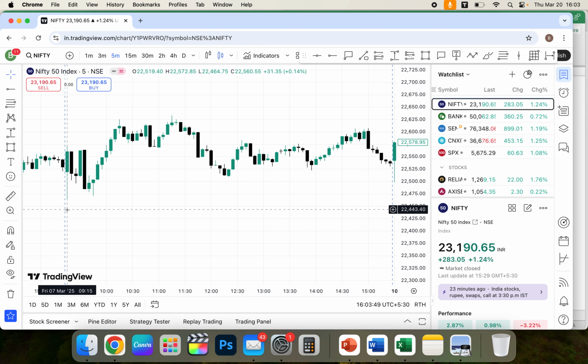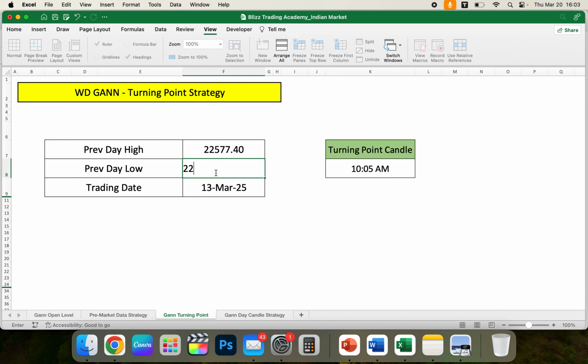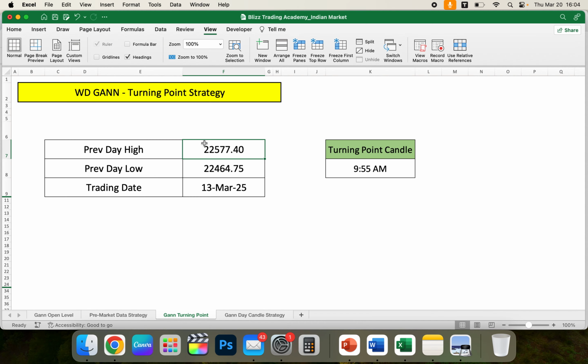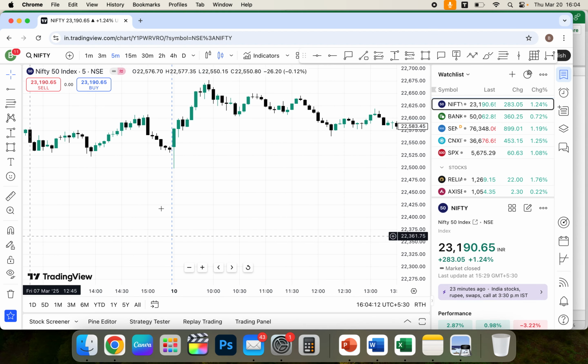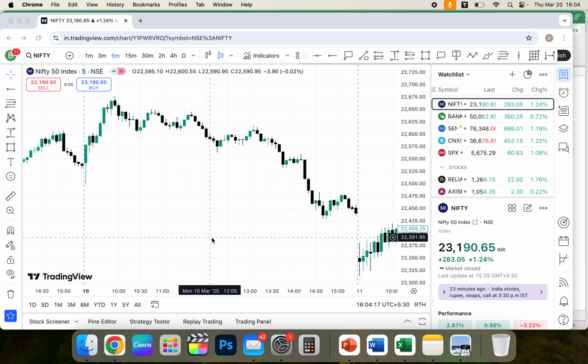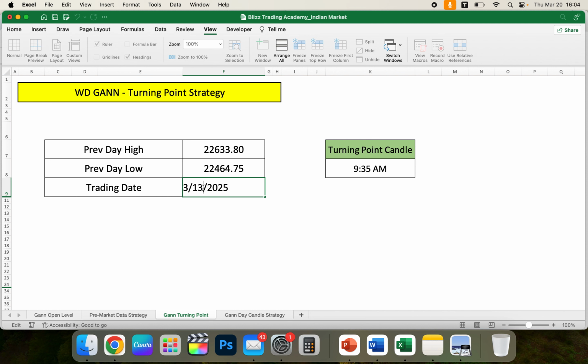So the lowest of the day was 2246.475. The highest of the day was 2263.380. So the next trading date is 10th of March. So it gives a time, 9:50 a.m. So that is when the market is going to turn, and that candle is the important candle.